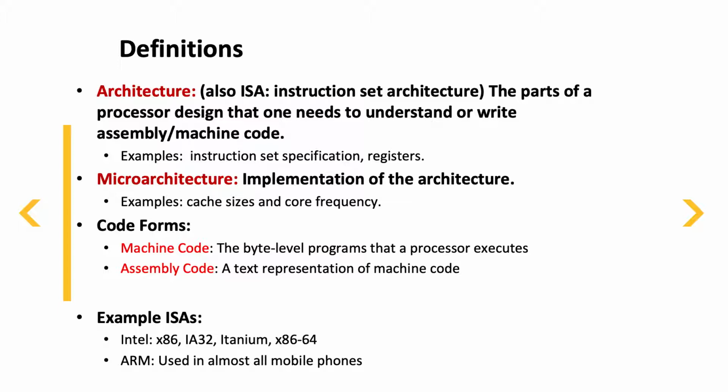Some examples of instruction set architectures would be the Intel x86, like we've talked about, the IA32, Itanium, x86-64, or ARM, which is used in almost all mobile phones.